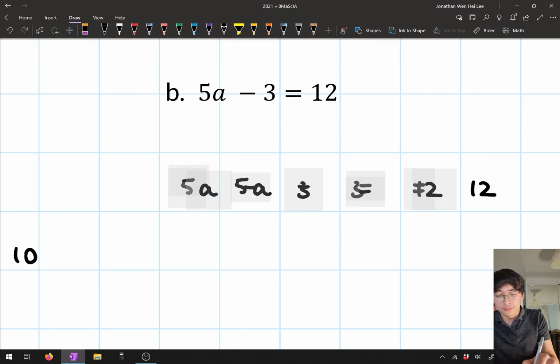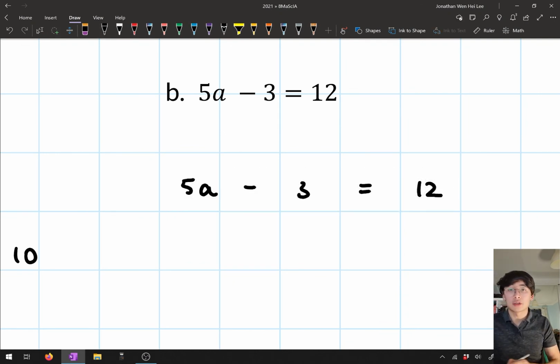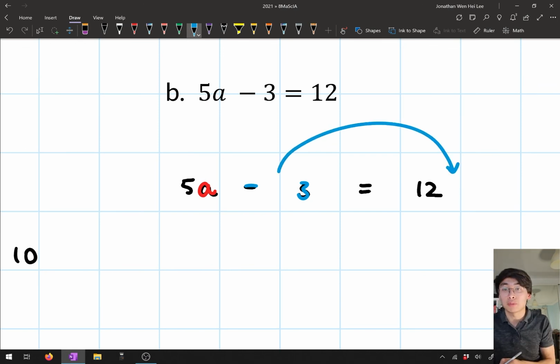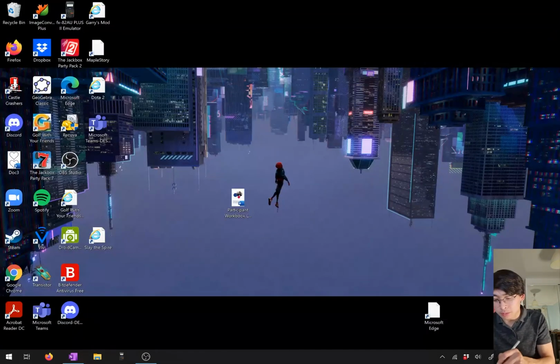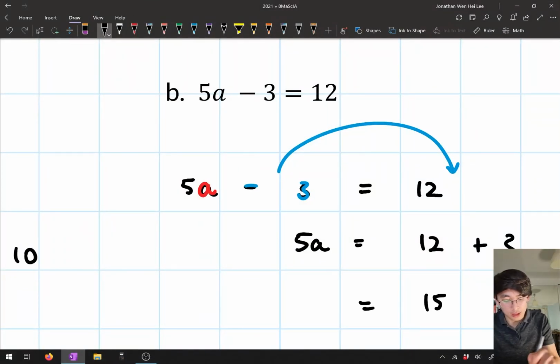Let's have a look here. 5a minus 3. Now, what is the thing which is furthest away from our pronumeral? We've got this pronumeral a. We want to make sure that it's by itself. Well, the thing that's furthest away is this minus 3. So what we want to do is perform the reverse operation. The reverse operation of minusing 3 is adding 3. So I'm going to add 3 or move this minus 3 to the other side. So here this gives me 5a is equal to 12 plus 3, which just becomes 15. So 5a is equal to 15.